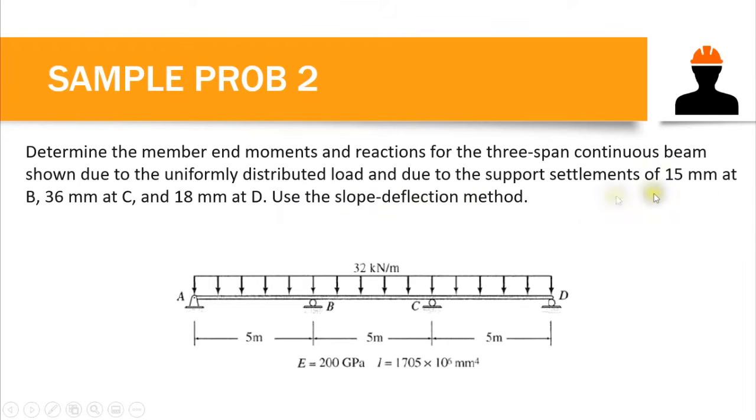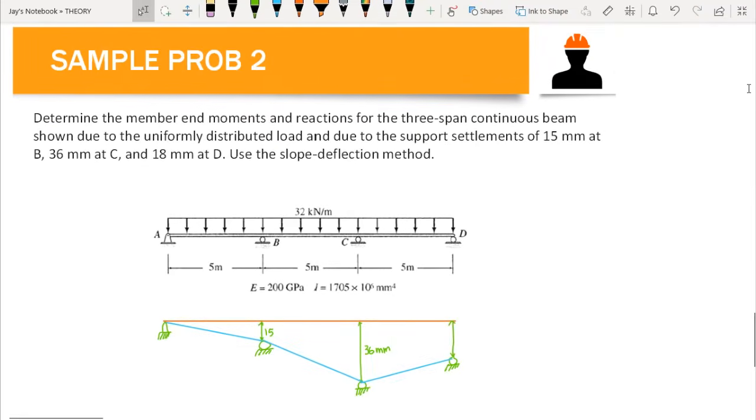Now take note, we have support settlements here. This could give us the value of our chord rotation, R. Obviously, this is an example of an indeterminate structure because we have 4 supports with 5 external reactions.